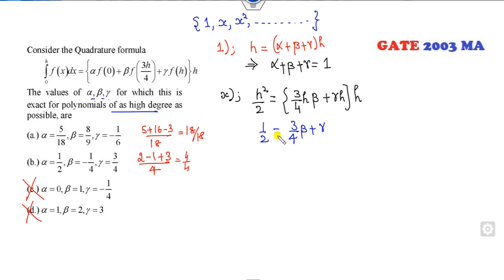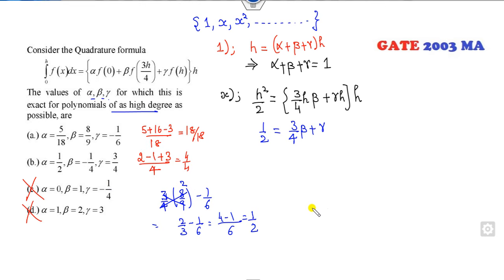Now look at the first option. Check whether it's satisfied or not. So 3 over 4 beta will be 8 over 9 times 3 over 4, that is 2 over 3. Gamma is minus 1 over 6. So 2 over 3 minus 1 over 6. 6 is the LCM. 4 minus 1. 3 over 6 is 1 over 2, satisfied.